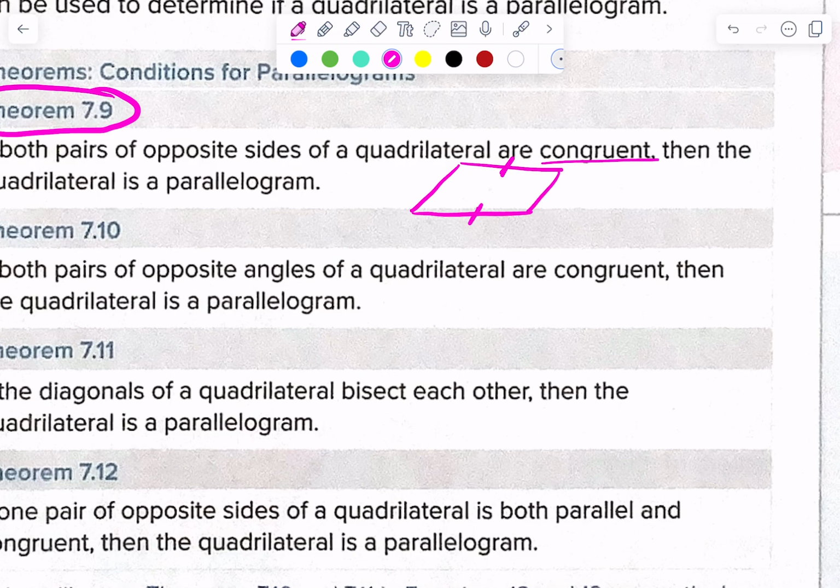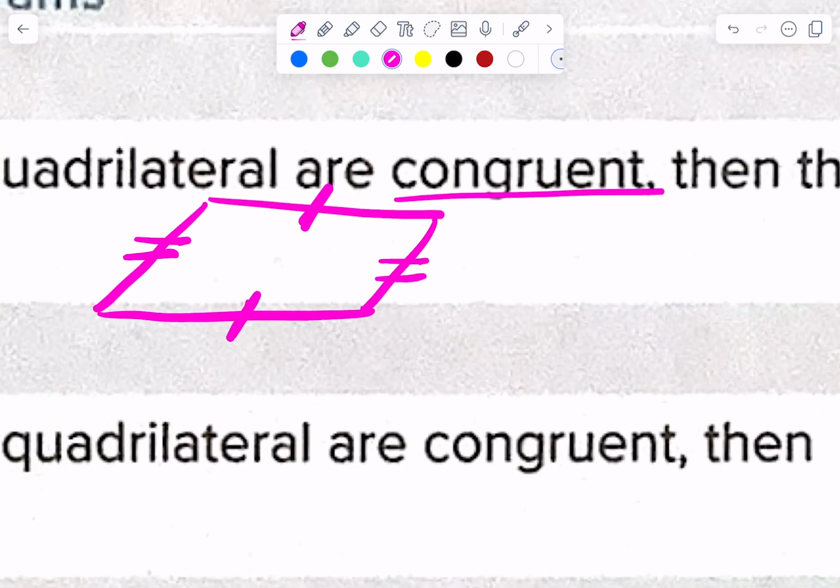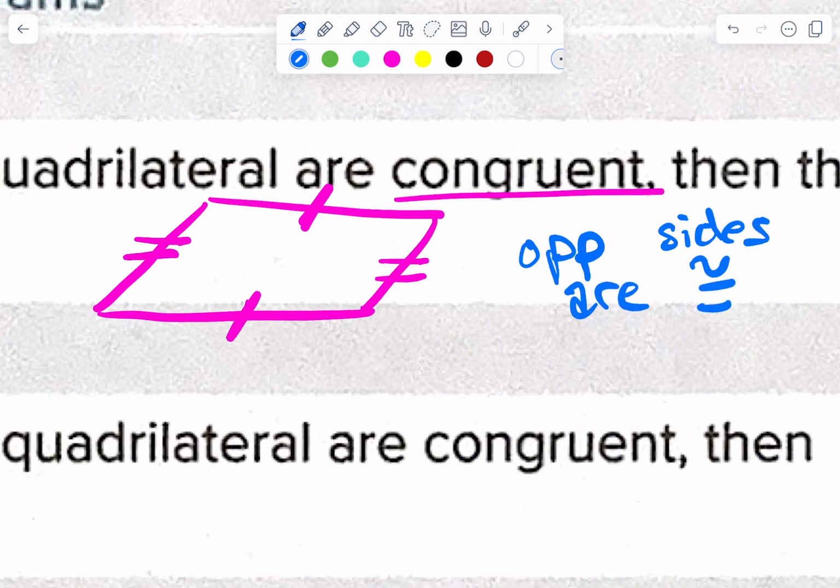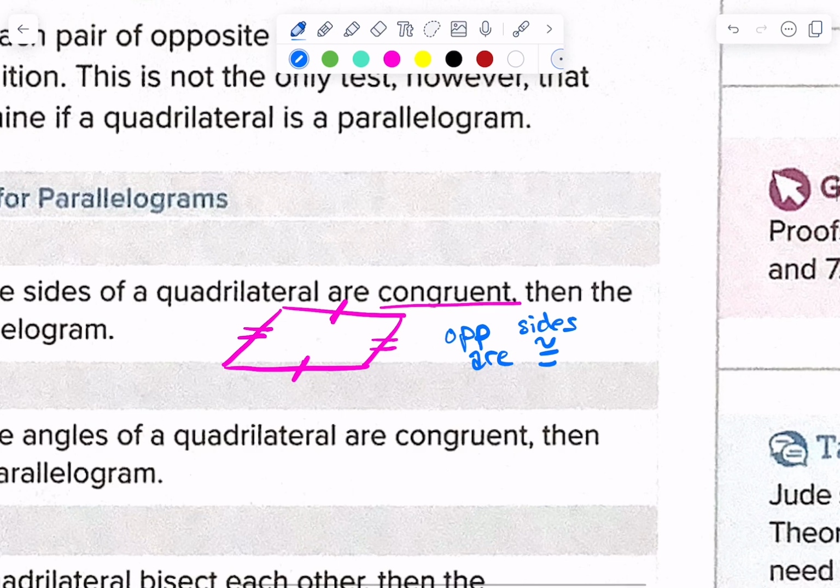Okay, so this side is the same as this side, and this side is the same as this side. I don't have to know anything about the angles. I don't have to know that this side is parallel to that one because if all the opposite ones are congruent, they will have to be parallel to each other. That's just the way it works, okay? So if I know that both sets of opposite sides are congruent, that has to be a parallelogram. Got it?